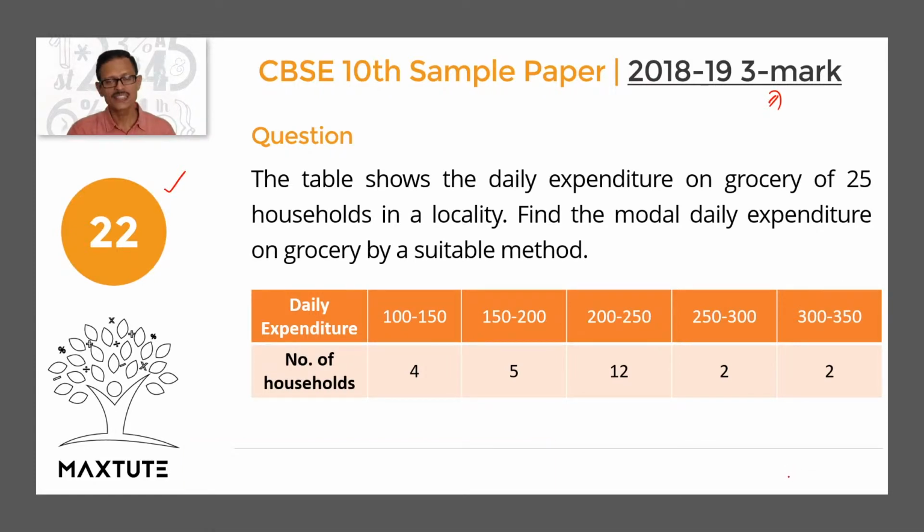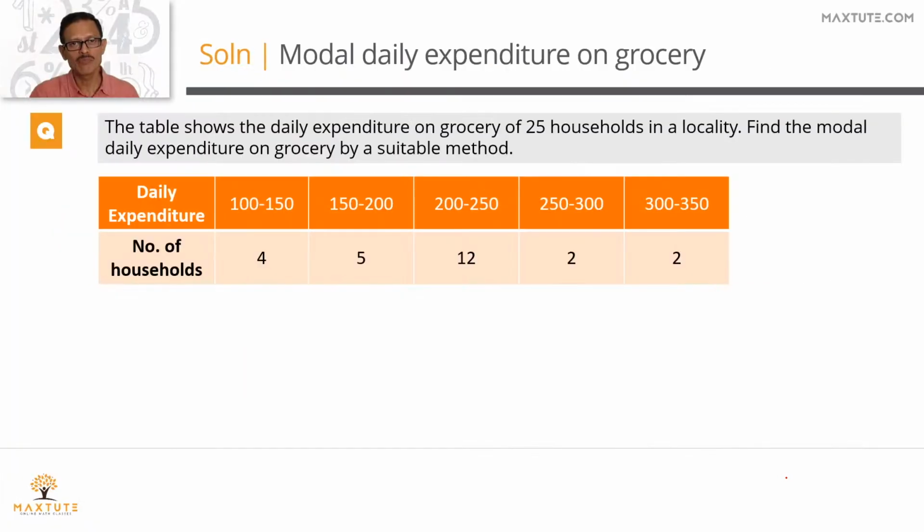Right? Let's quickly start. This question is a 3-mark question. We can solve it in all of 4 steps and you get marks at the end of each of those 4 steps. The first step is very, very crucial and it's actually an easy one. It's identifying the modal class.